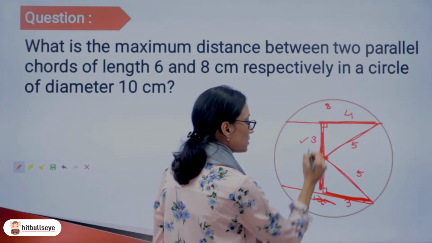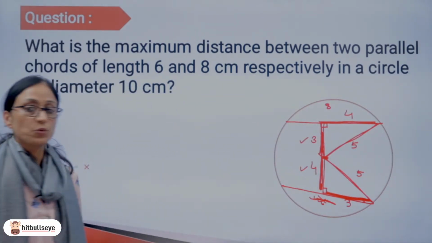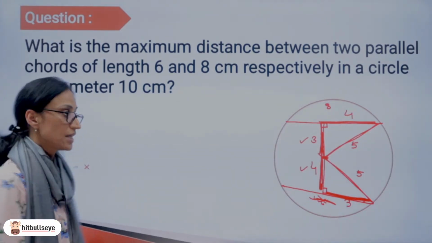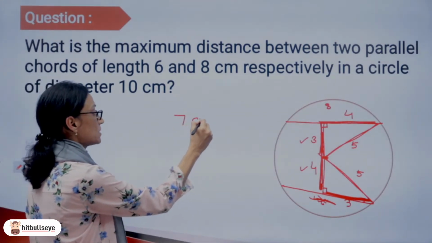That's it, we are done with the question. What is the distance between the two parallel chords? It's 3 centimeters plus 4 centimeters, that is 7 centimeters is the answer.